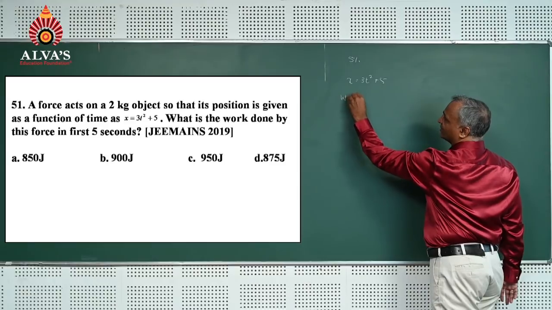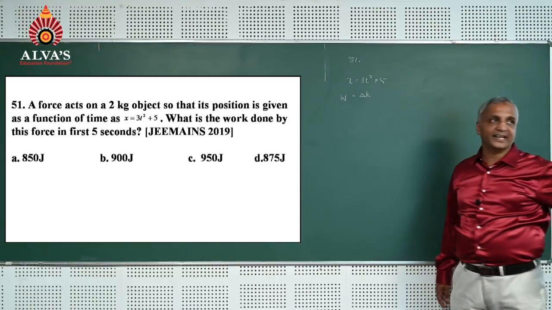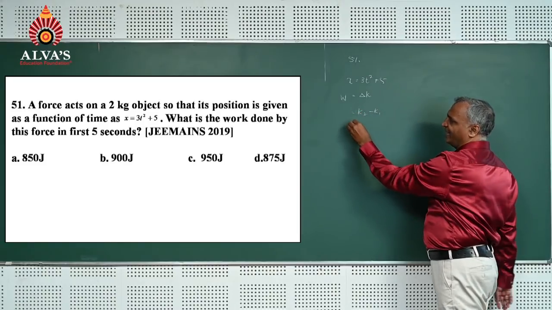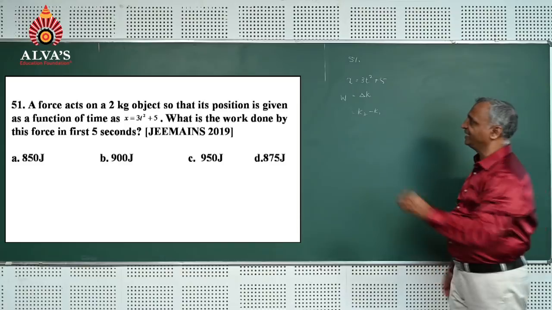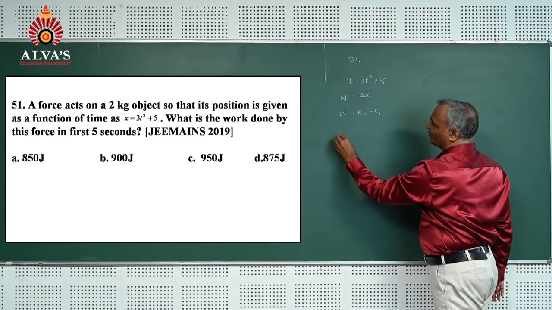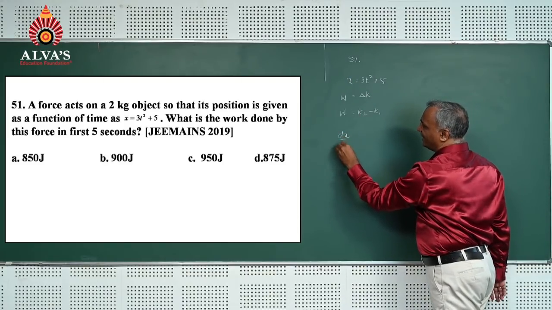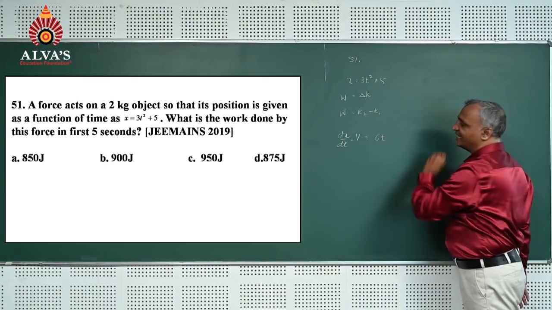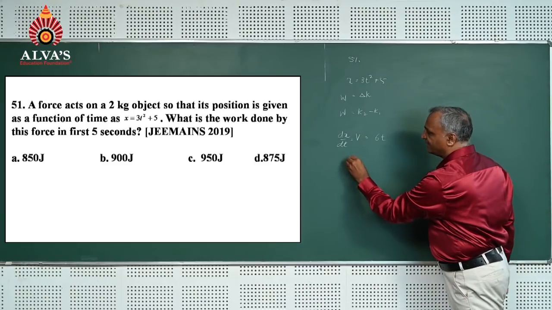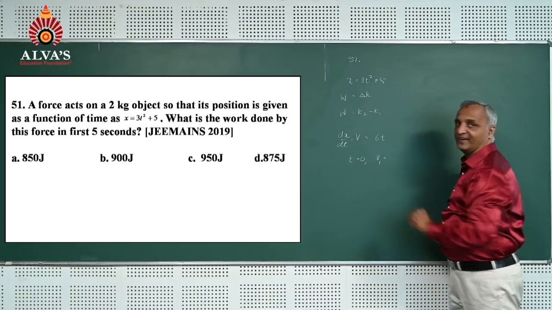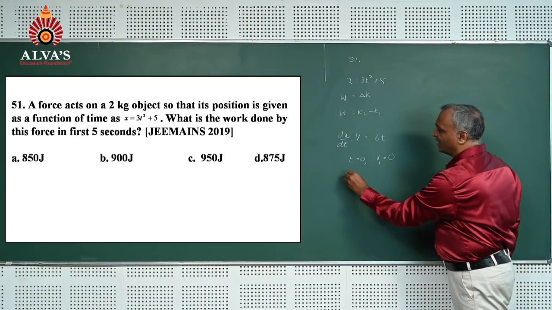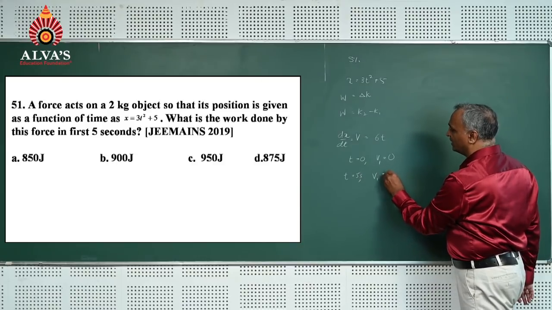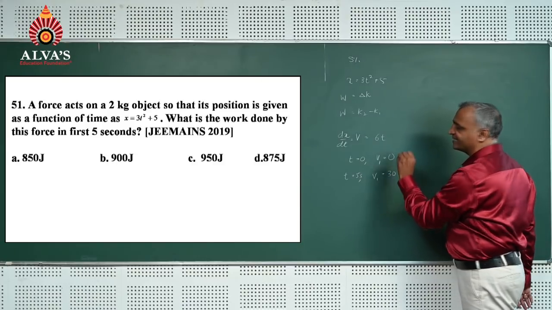So if you want to find out the work done, it is nothing but change in the kinetic energy. So I can write this as K2 minus K1. For that I have to find out what is the velocity. So I can differentiate this once. So dx divided by dt is nothing but velocity. If I differentiate that, I am going to get 6t. So put t is equal to 0, you are going to get v1 is equal to 0. And put t is equal to 5 seconds and you are going to get v2 is equal to 30 meter per second.